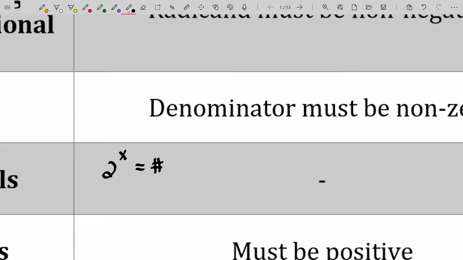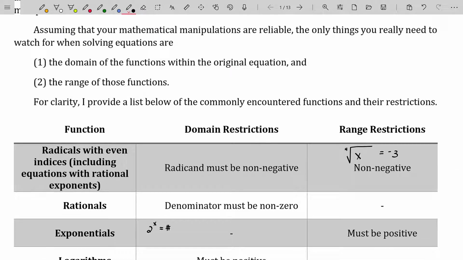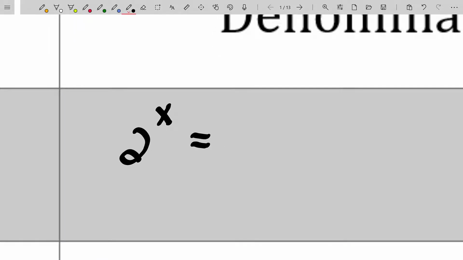However, you have to be very, very aware of the range of exponential functions. The range of an exponential function is positive. Thus, if the original equation wasn't 2 to the x is equal to some arbitrary number, but instead -3, I know there's no solution because exponential functions do not return negative numbers. However, if that was for example +3, then I know that I have to go through and solve that equation because, well, exponential functions can return positive numbers.